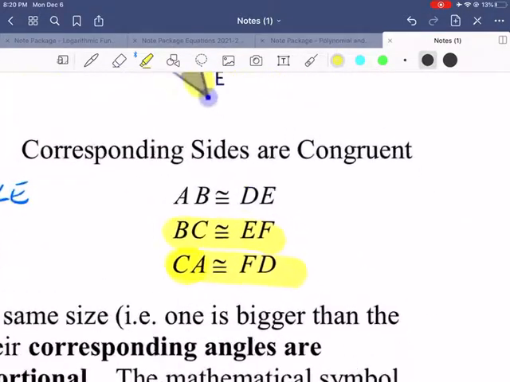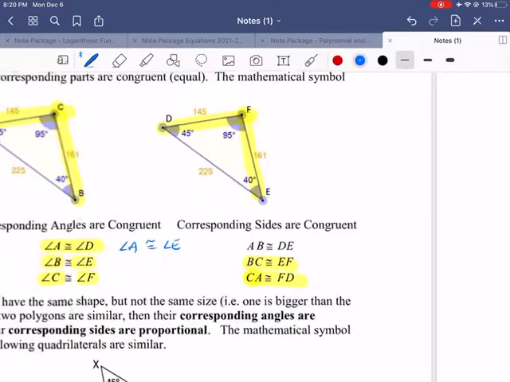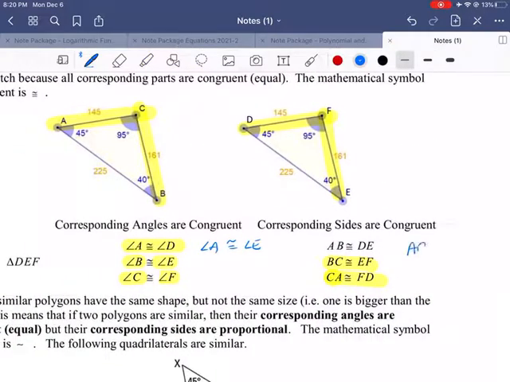Now when you have two vertices that are joined, you just use the letters A and B. If you have an angle, use the angle symbol, angle A. That way you know whether you're talking about angle A or vertex A. And the last one I didn't go through was side DE is congruent with side AB.